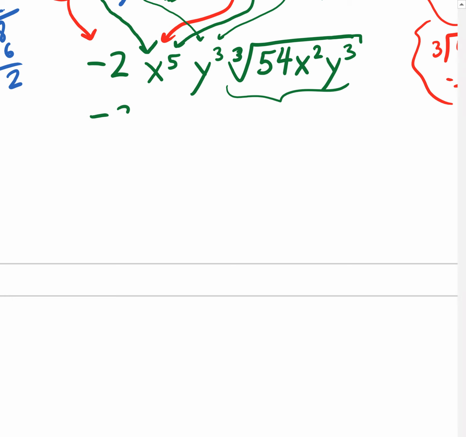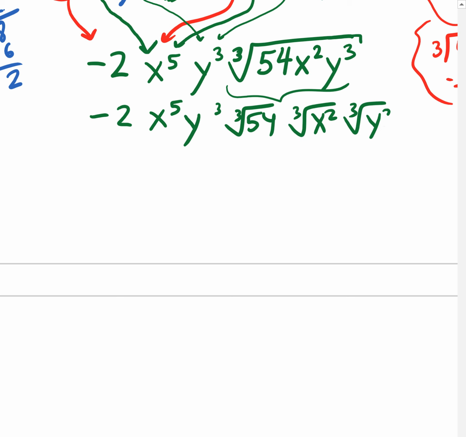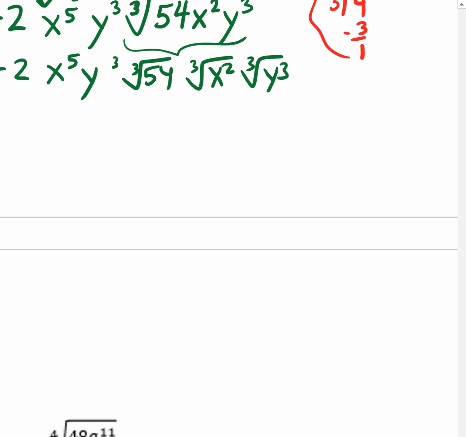So let's see, I'm going to split it up into a few pieces. Give the 54 his own cube root, the x squared his own cube root, and the y cubed his own cube root. So let me try to prime factor 54. You can prime factor it any way you think of, but I think of 2 times 27. 27 is 3 times 9, and 9 is 3 times 3.